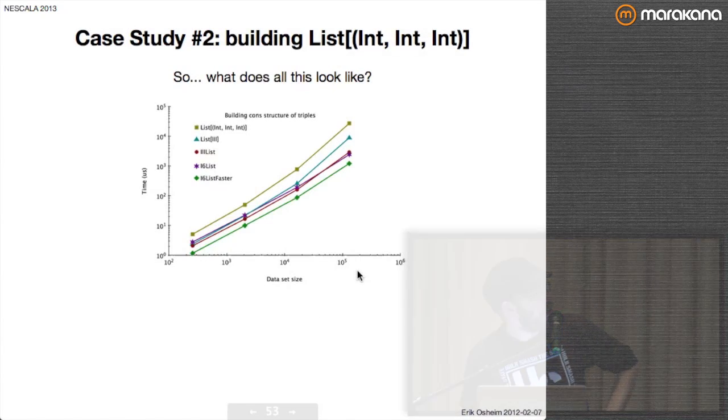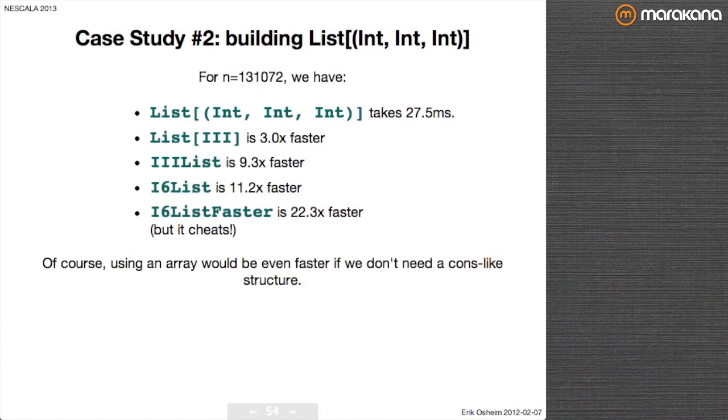All right. So anyway, here's the results in a form that's a little easier to digest, which is that for the 100,000 case, your list of triples takes 27.5 milliseconds. Just using III is 3 times faster already. Bam. That's super easy. It's kind of a no-brainer. III list is ugly, but it is 9.3 times faster. So that's also pretty significant. If this is something that is critical to your business, that matters. If it's something you do once in a while, who cares?